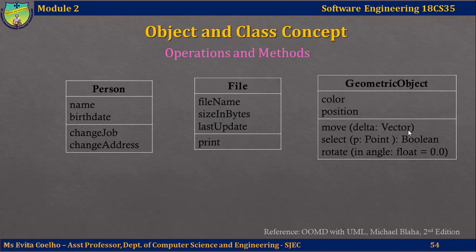So the argument list is optional. If you see here, these operations do not have argument lists at all. That's why you don't have the parentheses. Here you have arguments, that is why you provide the parentheses. Here the move operation takes just one argument delta. So when you specify arguments, just put a colon and also specify their data type. So delta is of type vector.